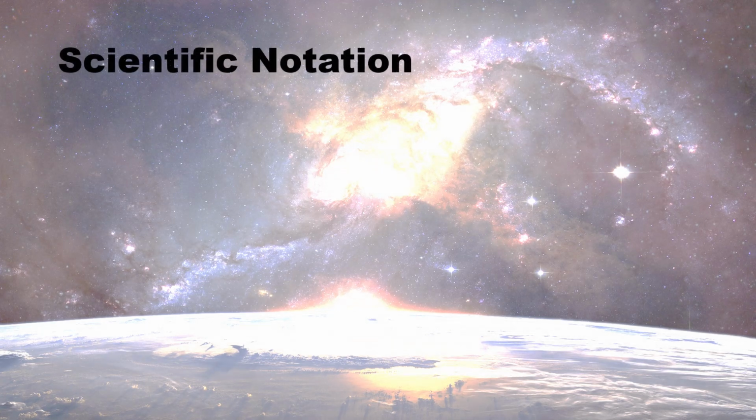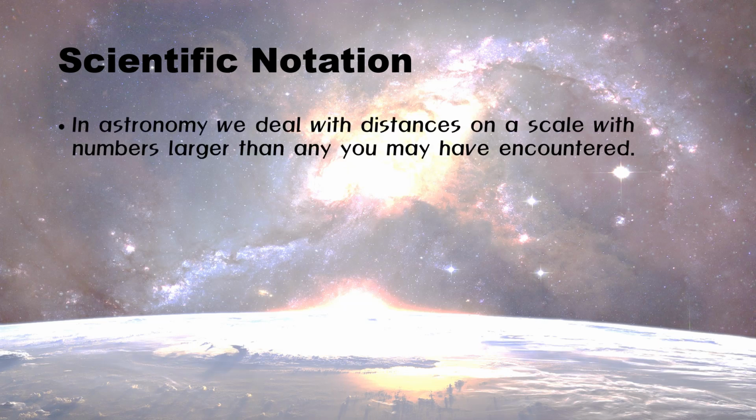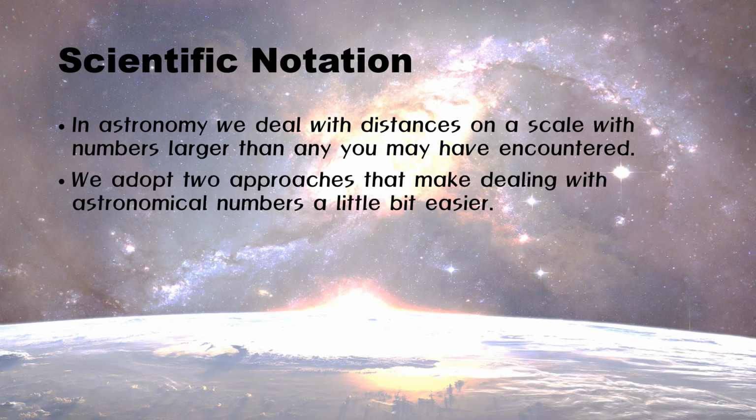So the very first thing to familiarize ourselves with, if you're not familiar with already, is scientific notation. In astronomy, because we tend to deal with distances on a scale with numbers larger than any you may have encountered before, we need to have a different methodology for handling these really large numbers than simply writing them out. So there's two approaches that we can adopt, which will actually make dealing with astronomical numbers a little bit easier.